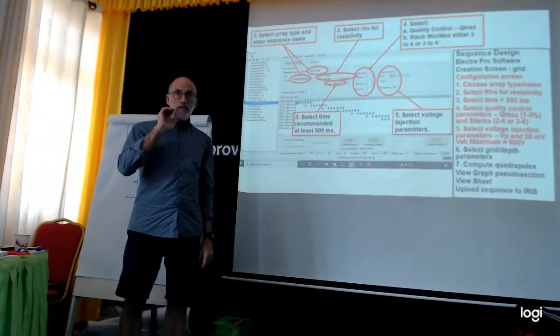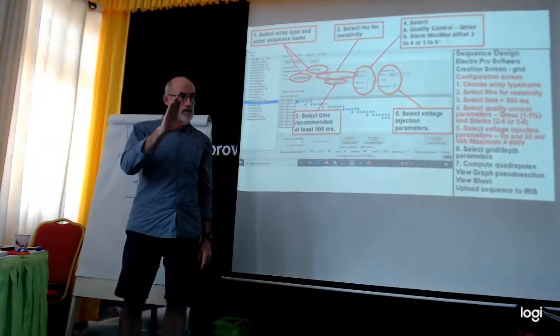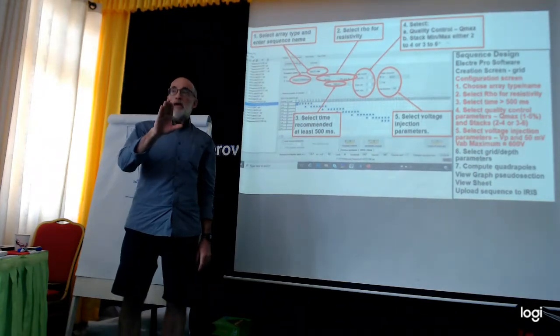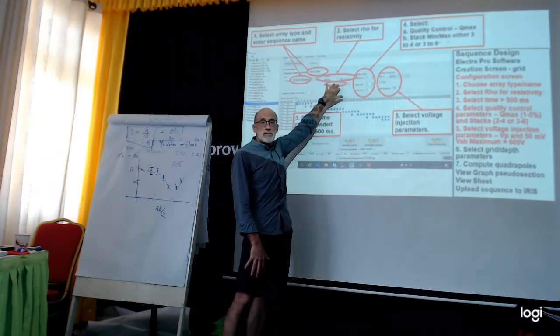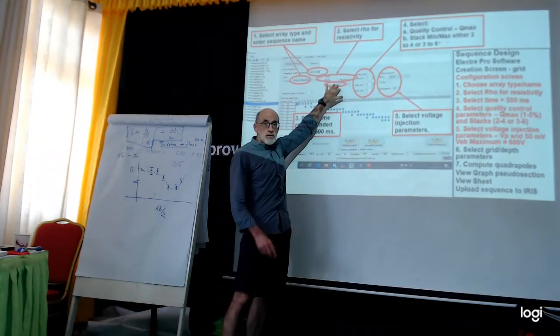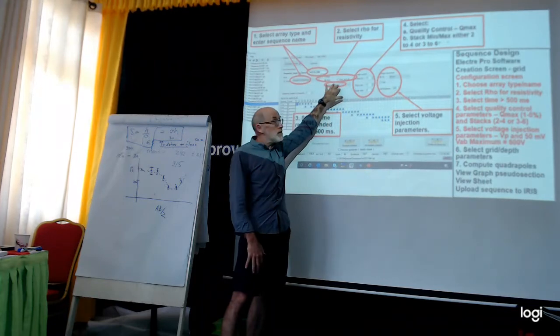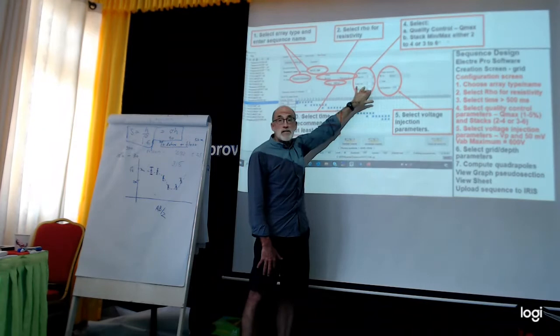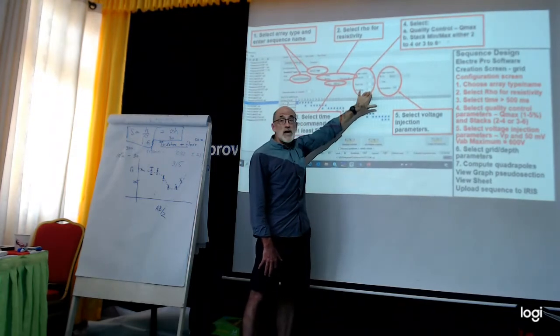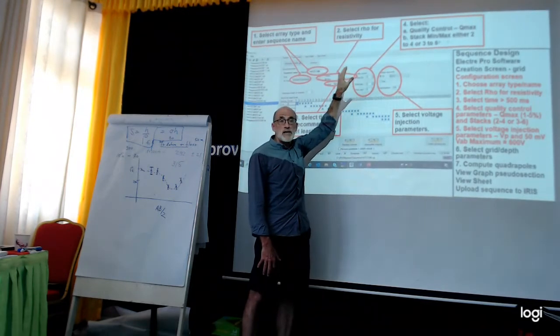So you saw that Usoneng, was it? His parameters were 2,000 milliseconds. So 2 seconds.